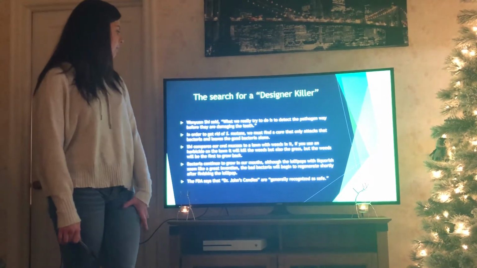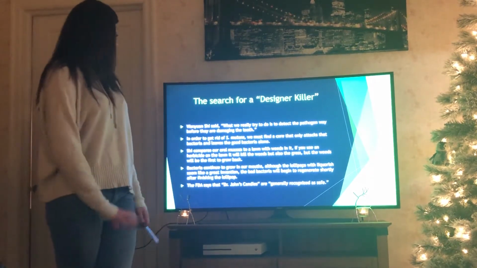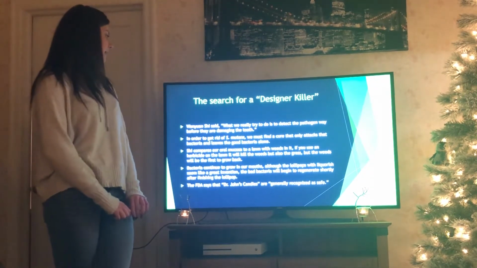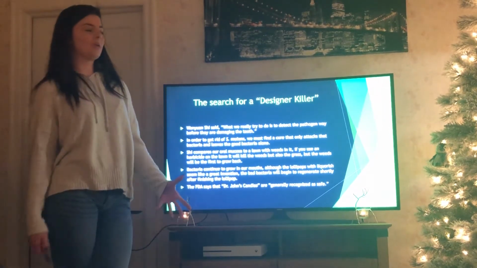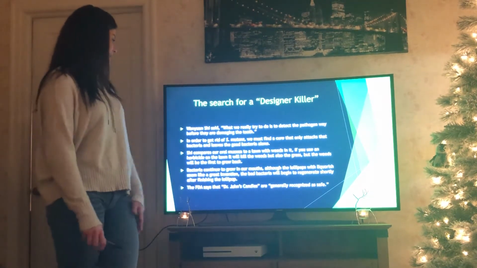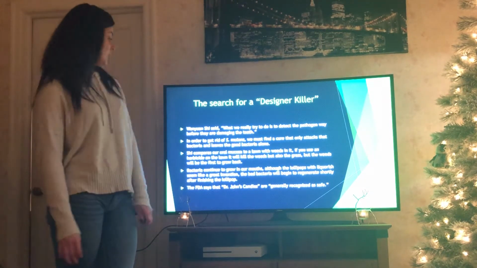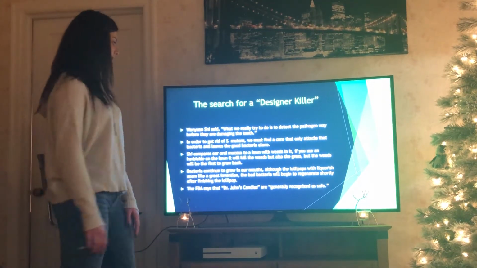Bacteria continue to grow in our mouths. Although the lollipops with licorice, which were in the video, seem like a great invention, the bad bacteria will begin to regenerate shortly after finishing the lollipop. So, I mean, you have to continuously be eating this candy. But the FDA says that Dr. John's candies, which were the lollipops, are generally recognized as safe.